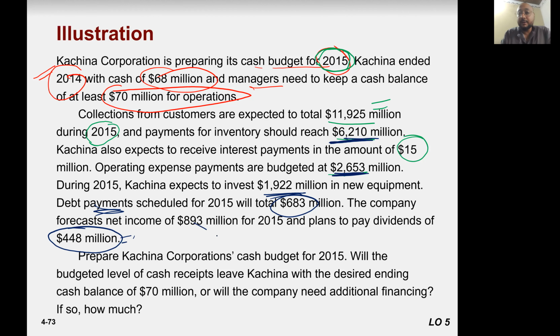So remember, profit is not cash. We don't write net income in our cash budget. Remember, net income is not backed by cash because net income does include some non-cash expenses like depreciation and other stuff, amortization. So we are not going to include net income in our cash budget.